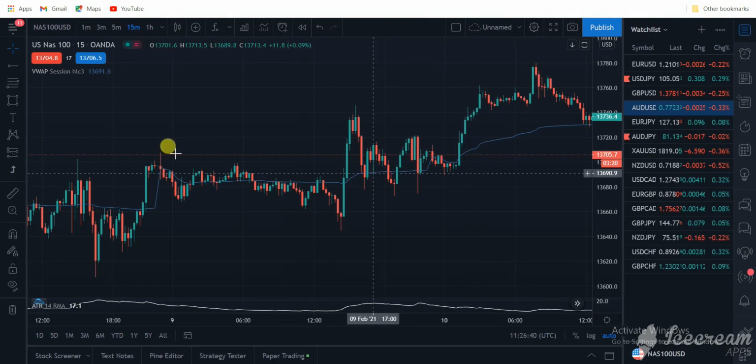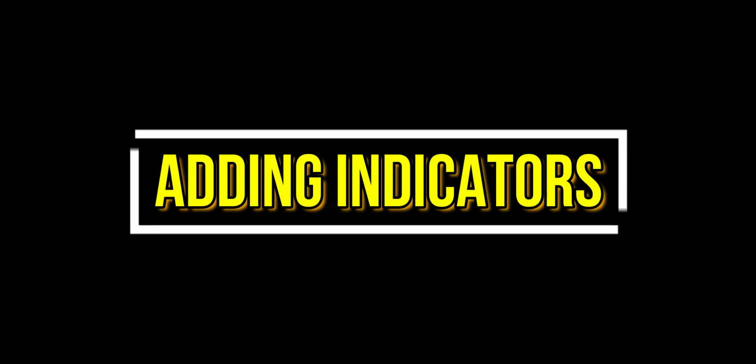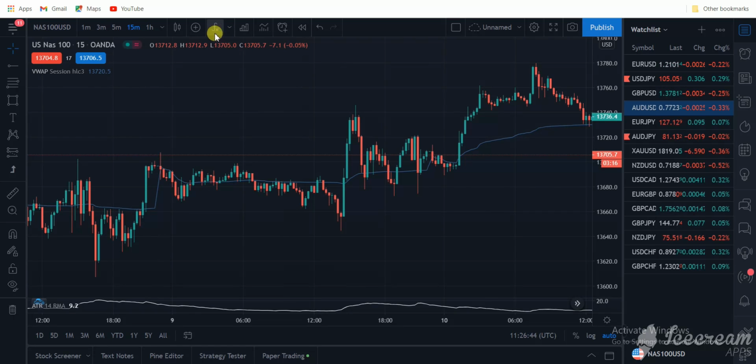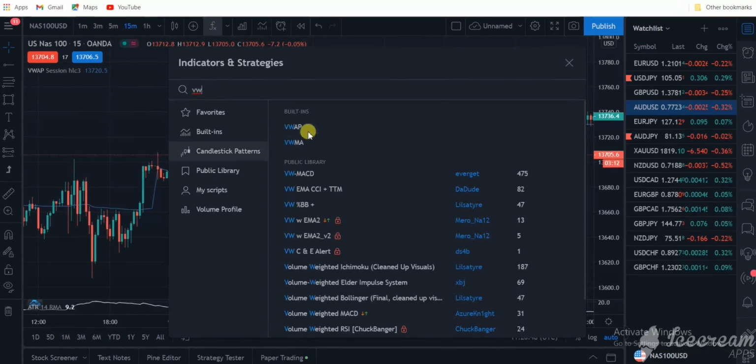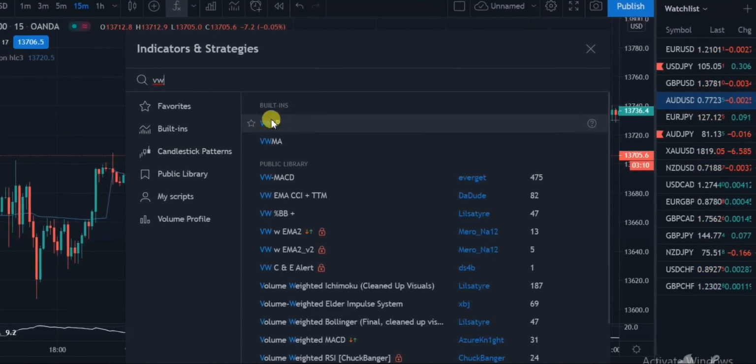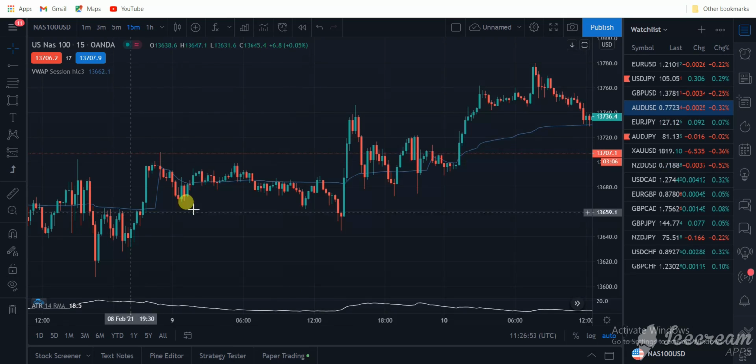Real quick guys, this is the VWAP indicator. If you want to get this VWAP on your chart, you just come to this tool and search for VWAP, and this is it. You click on the VWAP indicator and it will appear on your chart like this. Let me use a much brighter, clearer color.